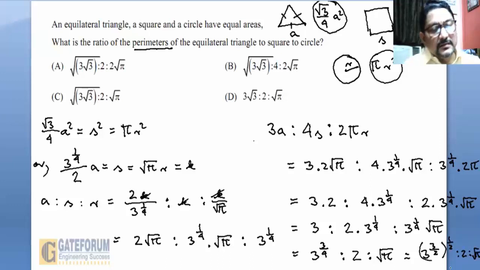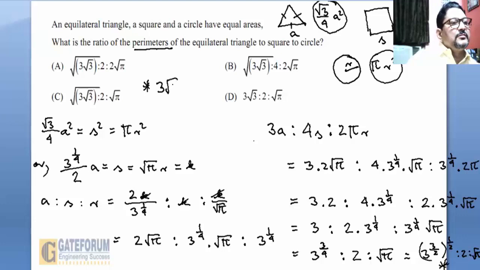Forgive the space constraint. And 3 to the power 3 by 2, I'm writing this here, because there's no space there. 3 to the power 3 by 2 can be said to be 3 root 3. And to the power half means this is to 2 is to root pi. So this is our answer.